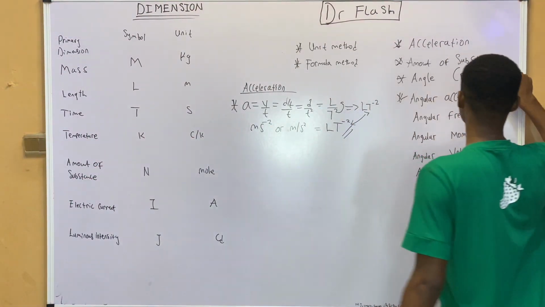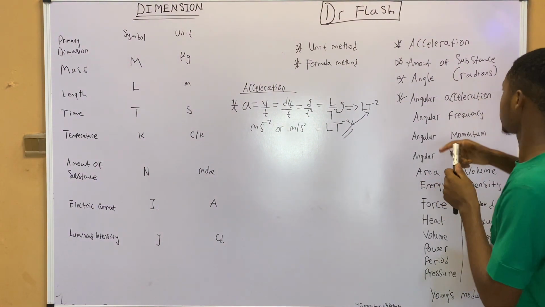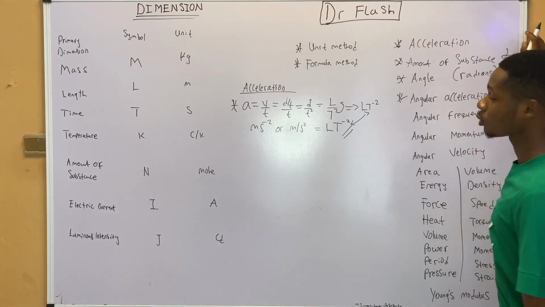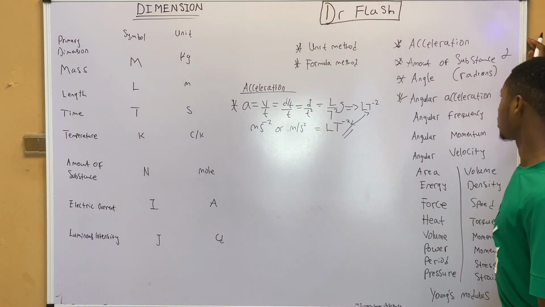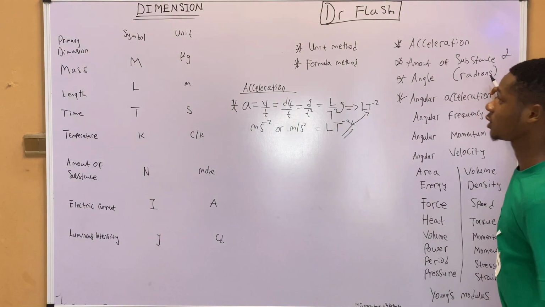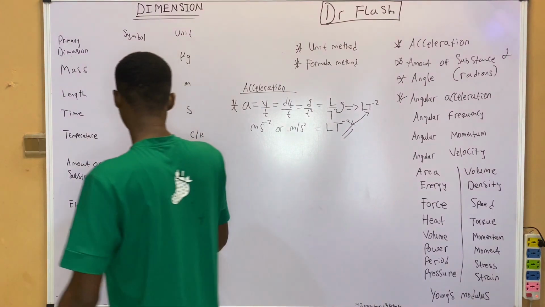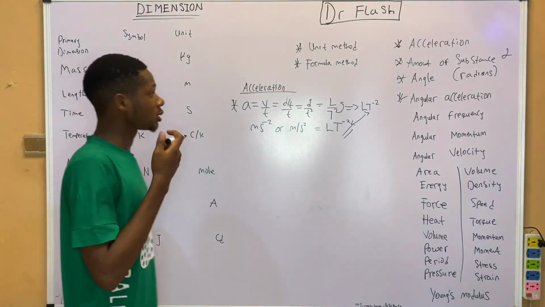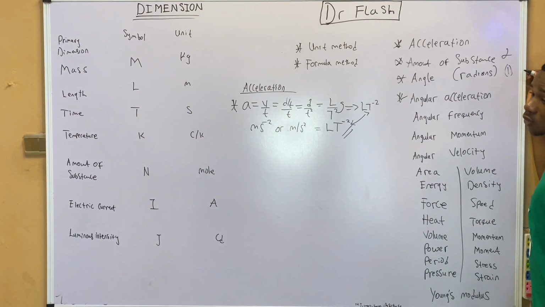Now on the board, I already outlined that amount of substance does not really have a dimension. It is kind of dimensionless. That is why in most quantities you won't find amount of substance in the formula. And then angle, angle is measured in radians. It is not part of the seven fundamental quantities we have listed here, and of course, there is no dimension. Usually we assume the dimension to be 1. We just assume it to be 1.